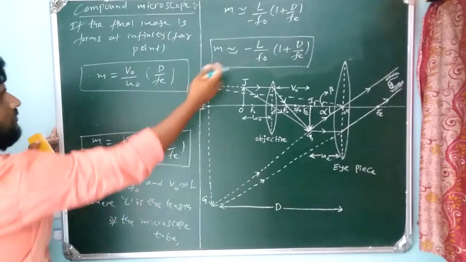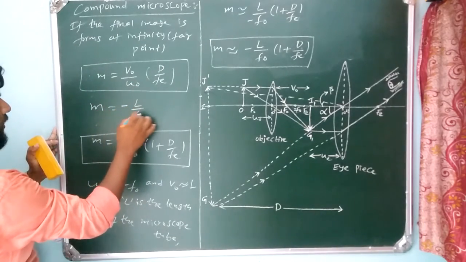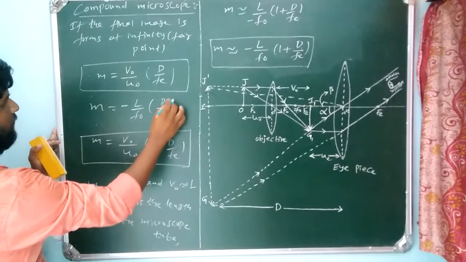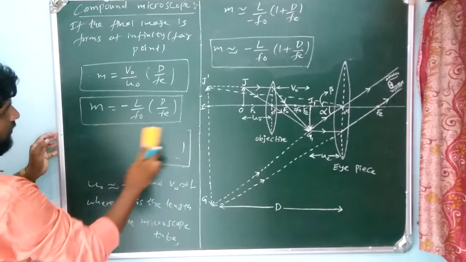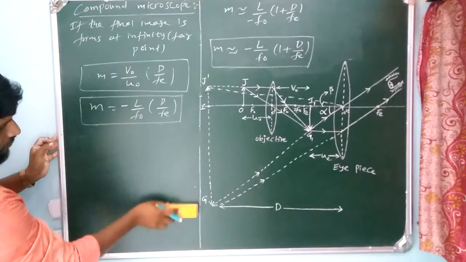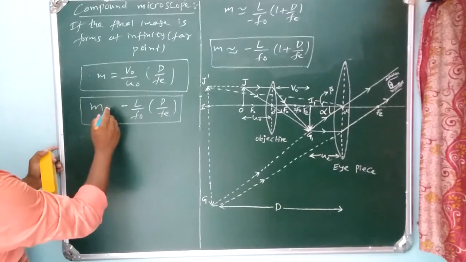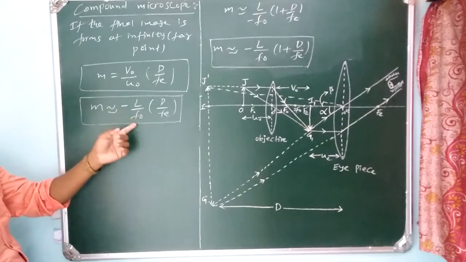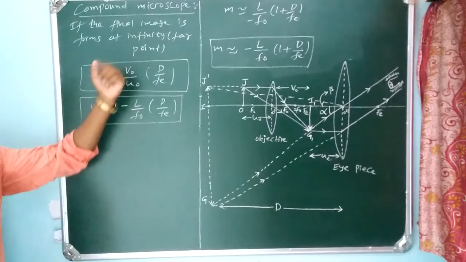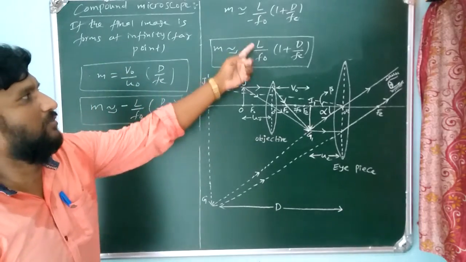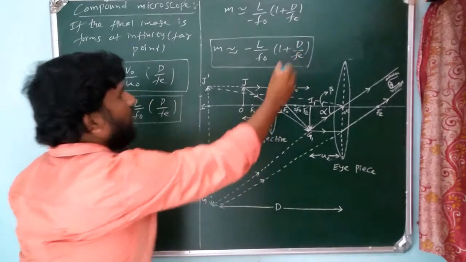Now this formula can be written as m equal to minus L by f naught into d by f_e in terms of the length of the microscope. The magnifying power of the compound microscope m is approximately equal to minus L by f naught into d by f_e when the image is formed at the far point, that is infinity. Here m is approximately equal to minus L by f naught into 1 plus d by f_e when the image is formed at the near point.